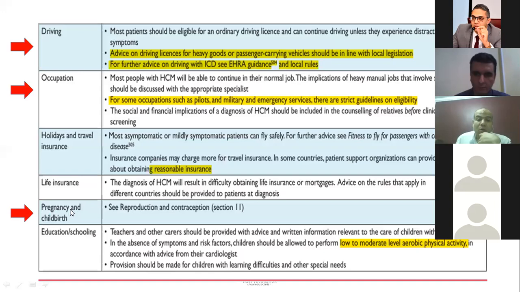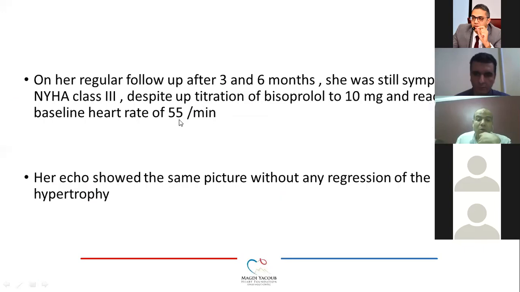On her regular follow-up after titration of bisoprolol to 10 milligram, reaching a baseline heart rate of 55 per minute, her echo was repeated and showed the same picture without any hypertrophy.